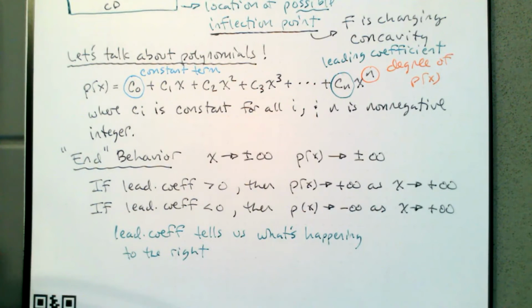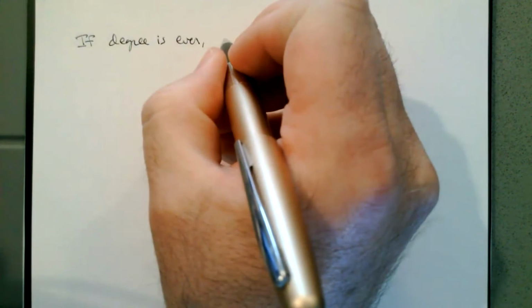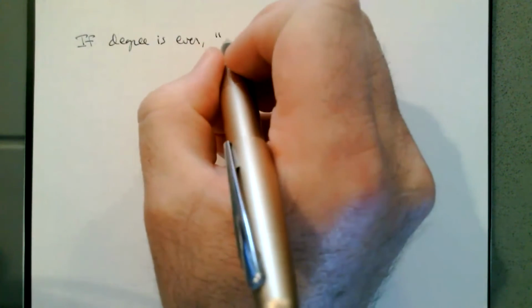To figure out what's going on to the left, we first look at the leading coefficient to figure out what's going on to the right, and then we look at the parity of the degree, that is, whether it's even or odd. And if the degree is even, then the ends go in the same direction.